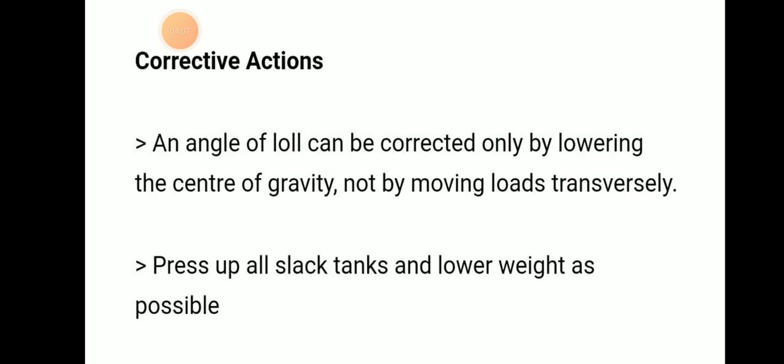So what are the corrective actions? Angle of loll can be corrected by lowering the center of gravity, not by moving loads transversely. First we reduce the center of gravity, not by moving loads transversely. Then we have to press up all slack tanks and lower weight as much as possible.